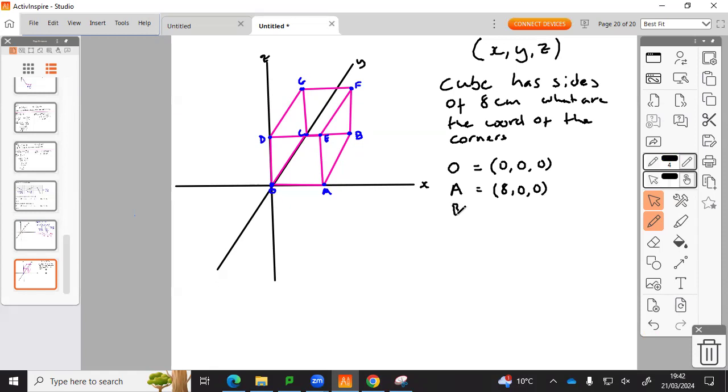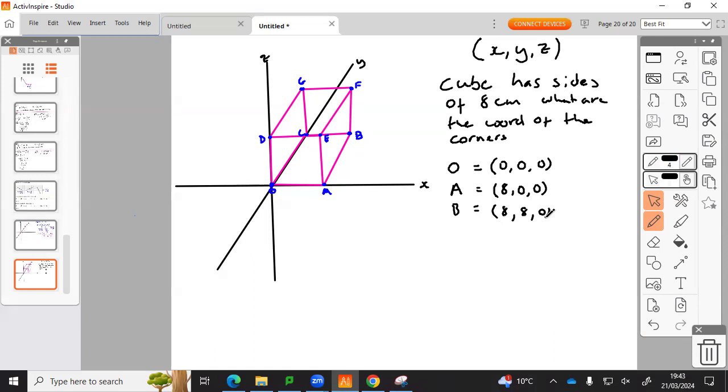B is slightly more complex. I've gone along 8 on the x-axis, but I'm also going to depth. Now that axis is the y-axis, my depth is the y-axis, but I've not got any height, so I've not got anything on the z-axis.